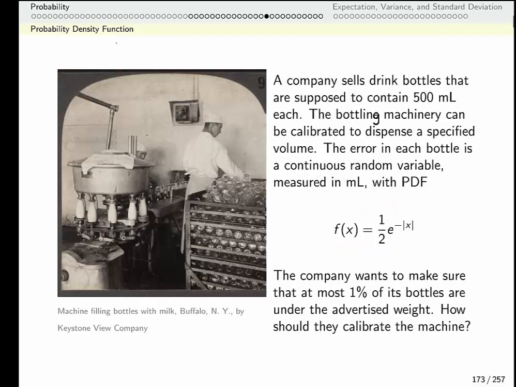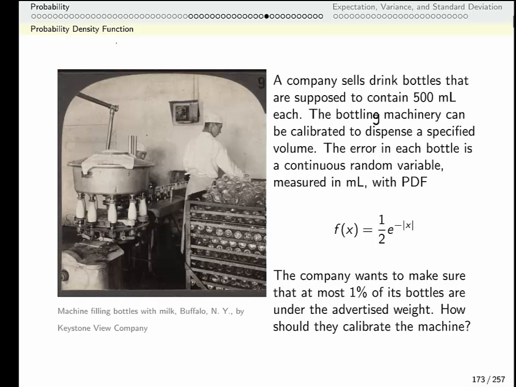So we saw that this probability density function was symmetric about the y-axis. It has even symmetry. So the machine is equally likely to dispense 1 milliliter too much as it is to dispense 1 milliliter too little. But those things aren't the same to the consumer. If the bottle says it has 500 milliliters, it's okay if it has 501. It's not okay if it has 499.